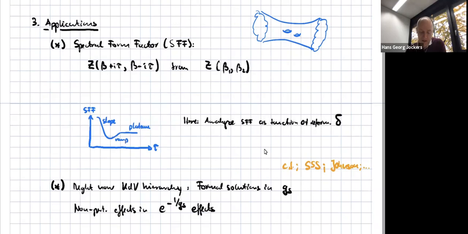So if you want to extract this thing here, it turns out that you get this characteristic shape, which is expected from general considerations if you have this ensemble of quantum mechanical systems. But for various reasons, you only get this result if you can carry out that sum correctly.